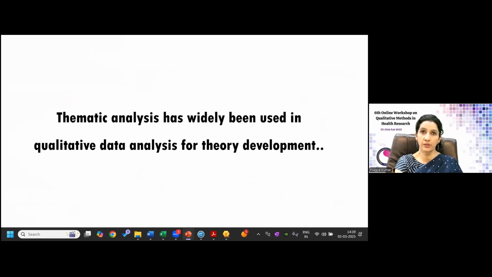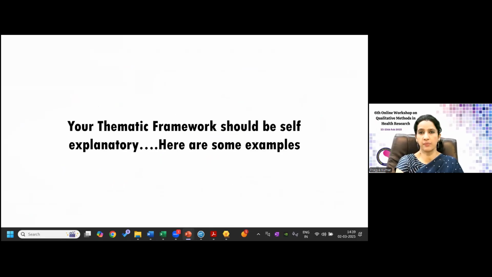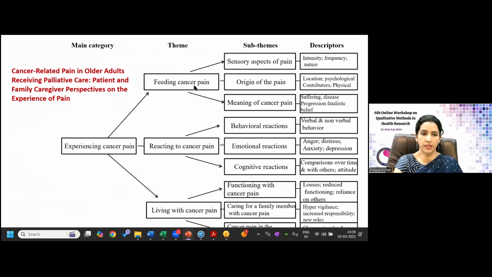It is widely used in qualitative data analysis. It can be with theory or without theory. This is one example, which is cancer related. This is also one way of data display, so we are also trying to show how you can show your results. There are various ways in QDA you have seen. You can show it through a graph, a word cloud, horizontal and vertical graphs, or a pie chart. Or you can make a diagram like this, where you show the merging of categories, descriptors, sub-themes, theme, and main category.